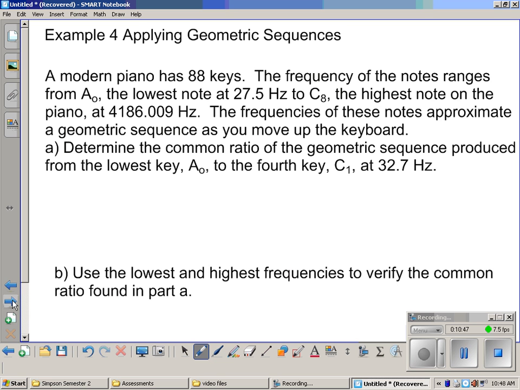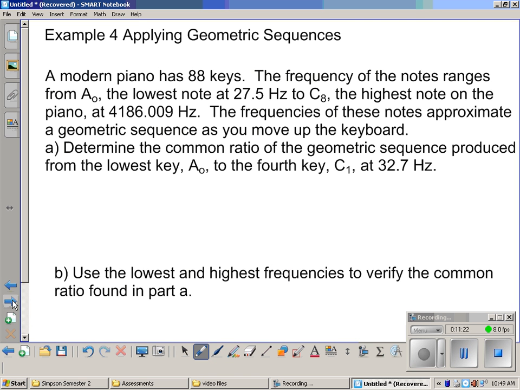Our last example is an application question. It says a modern piano has 88 keys. The frequency of the notes ranges from A0, the lowest note, at 27.5 hertz, to C8, the highest note on the piano, at 4,186.009 hertz. The frequency of these notes approximates a geometric sequence as you move up the keyboard. Determine the common ratio of the geometric sequence produced from the lowest key to the fourth key.